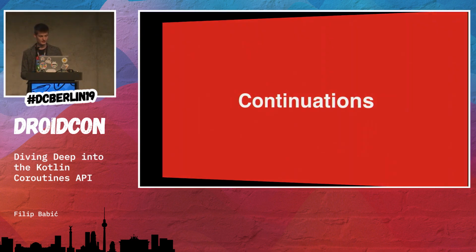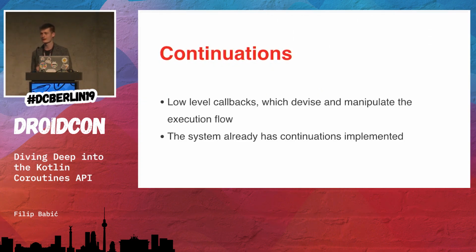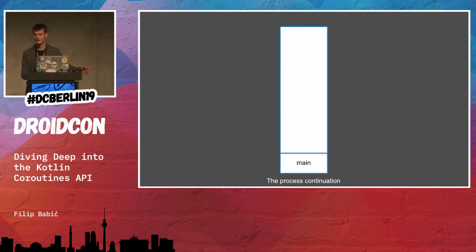As I mentioned, there are low-level callbacks, and the system actually has continuations within itself right now. So if you're using Java or any other language, the operating system uses continuations already, because it has to know how to go back to the previous function after your current function returns a value. So it's like a go-to statement, as I mentioned. And if you have the main function, the main process, you have the main process continuation, which if it returns a value or if it finishes, it will kill the entire process.